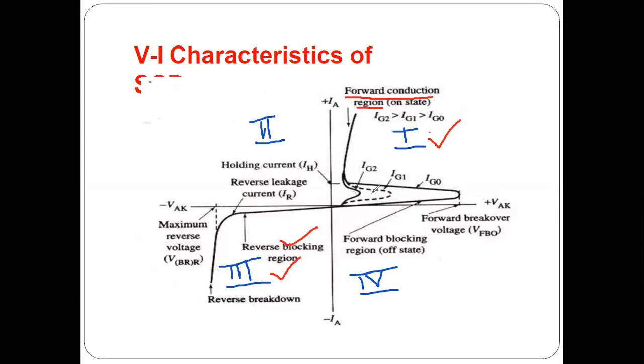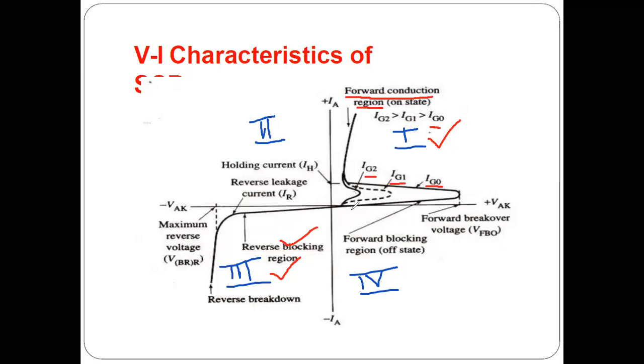So what happens is, as the gate voltage is increased, or you can go by the gate current also. Either you can take voltage or you can take current, no problem. So you can see here, this is IG0, IG1, and this is IG2. What do IG0, IG1 and IG2 represent? These are the gate currents.